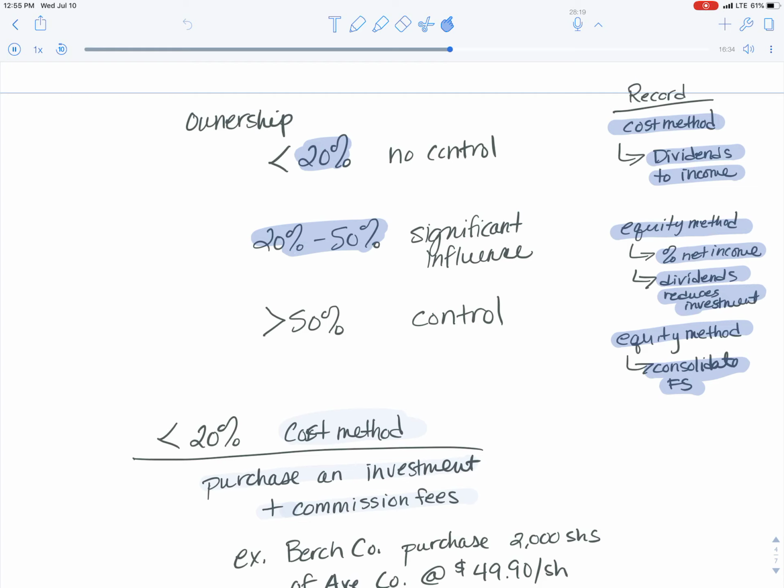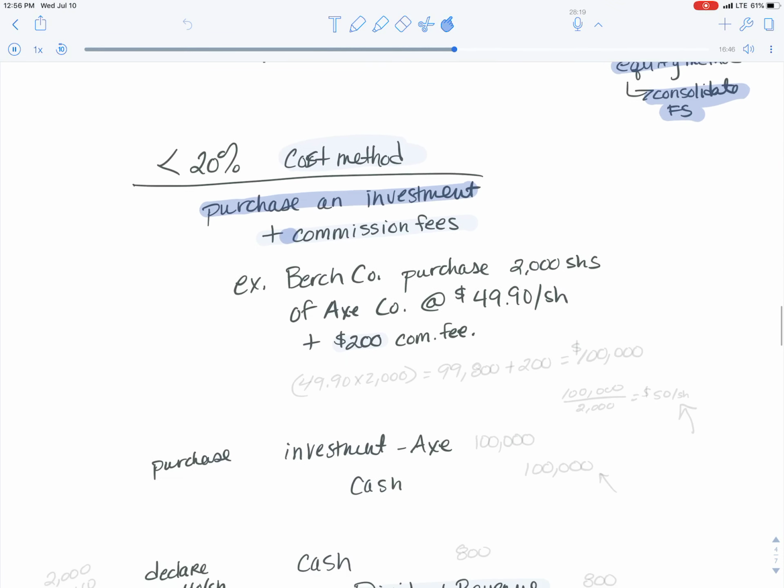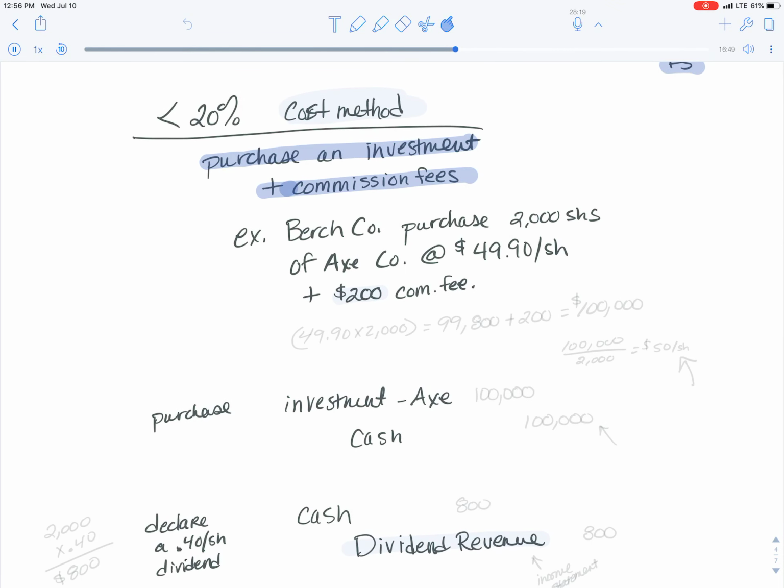So let's start with the cost method. This is where you own less than 20% of a company. So anytime you purchase stock in another company, I want you to remember the purchase price is going to be the amount of the investment plus commissions and fees. So here's an example of what I mean. We have Birch Company. We're going to purchase 2,000 shares of Axe Company. So Birch is the investor, Axe is the investee. And we're going to purchase it at $49.90 a share, and there's a $200 commission.